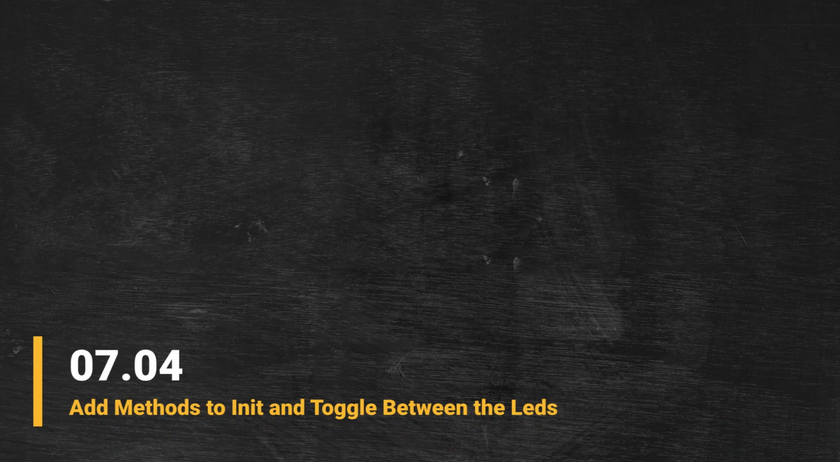With our LED objects successfully initialized through composition, we now need a way to manage them as a group. In this lecture, we will implement a utility method to turn all LEDs off at once. This is a critical step for ensuring that only one light is active at a time during state transitions.